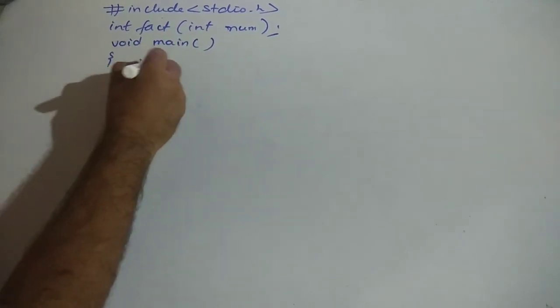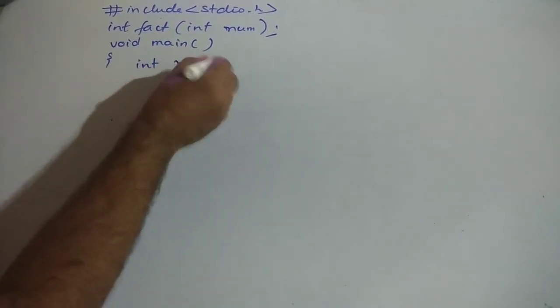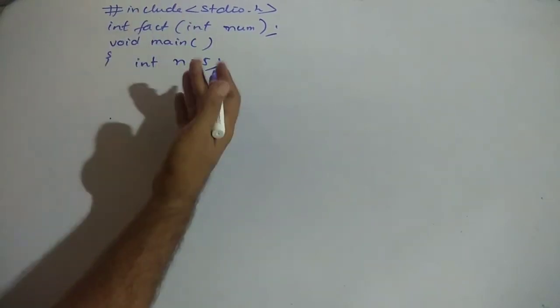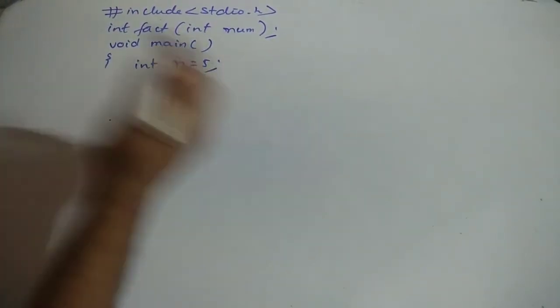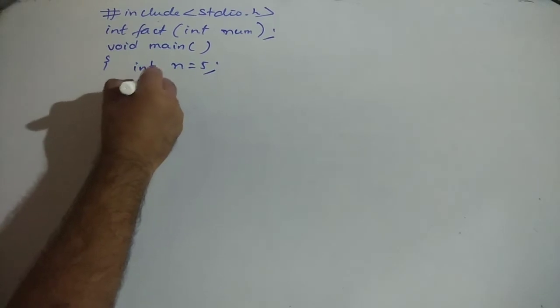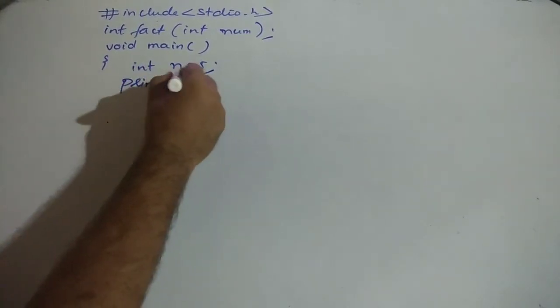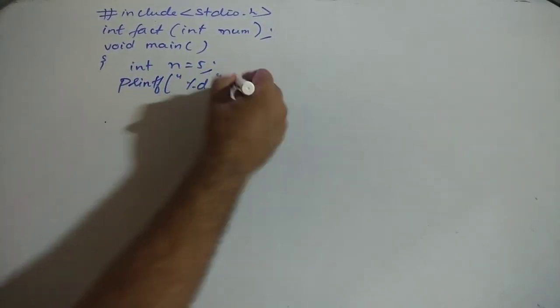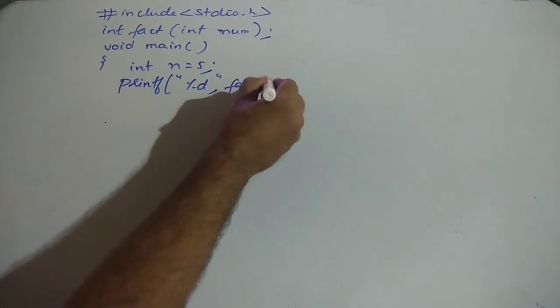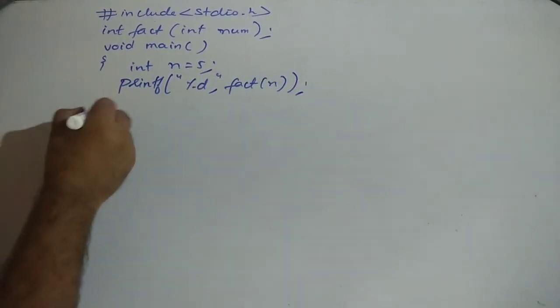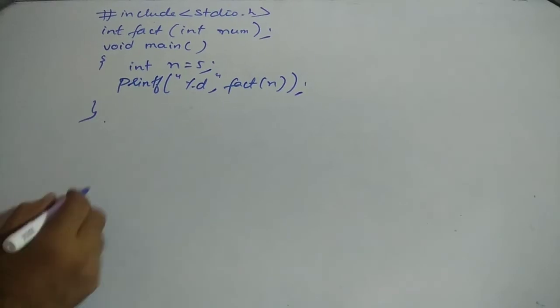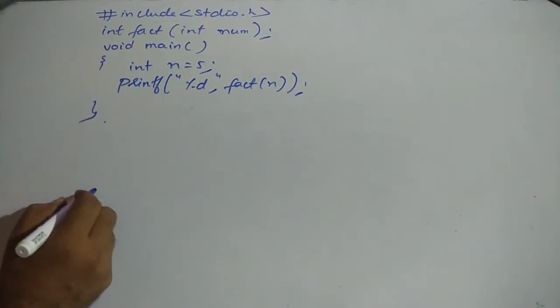So inside the main function directly I will read the value of n is equal to 5. If you want, you can read it by using a scanf statement. So what I'll do, I'll just call the function directly in the printf statement. What I say? Fact of n. Is it clear? So I'm reducing the code as much as possible.